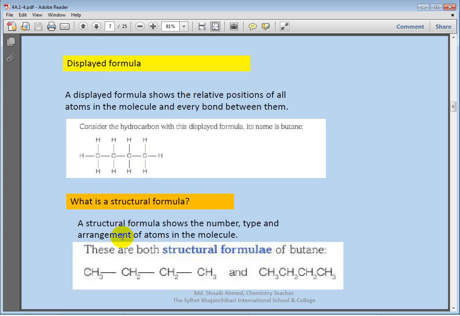And a structural formula shows the number, type and arrangement of atoms in the molecule. This is the arrangement of atoms only shown in the molecule. This way shows the structural formula. You can write this way or this way, structural formula. Okay, I am now giving the correct answer of this question.